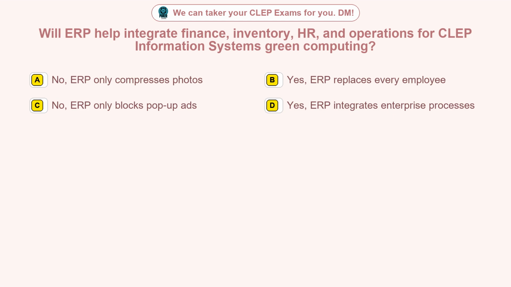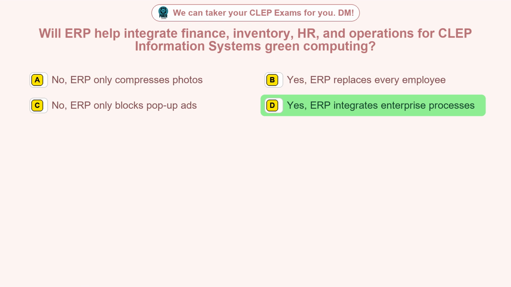Question 14. Will ERP help integrate finance, inventory, HR, and operations for CLEP Information Systems green computing? Option A. No, ERP only compresses photos. Option B. Yes, ERP replaces every employee. Option C. No, ERP only blocks pop-up ads. Option D. Yes, ERP integrates enterprise processes. The correct answer is option D.